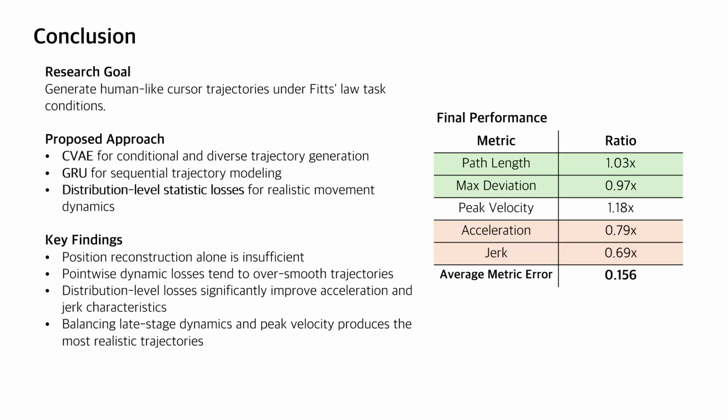So, in conclusion, we propose the CAVE GRU framework for generating human-like cursor trajectories under Fitts' law conditions. Distribution level statistic losses significantly improve acceleration, jerk, and overall movement realism. The final model achieved realistic trajectory geometry while preserving important movement dynamics. These results suggest that human movement should be modeled as a distribution rather than a single deterministic trajectory. We believe this approach can support future HCI research, user simulation, and synthetic interaction data generation.